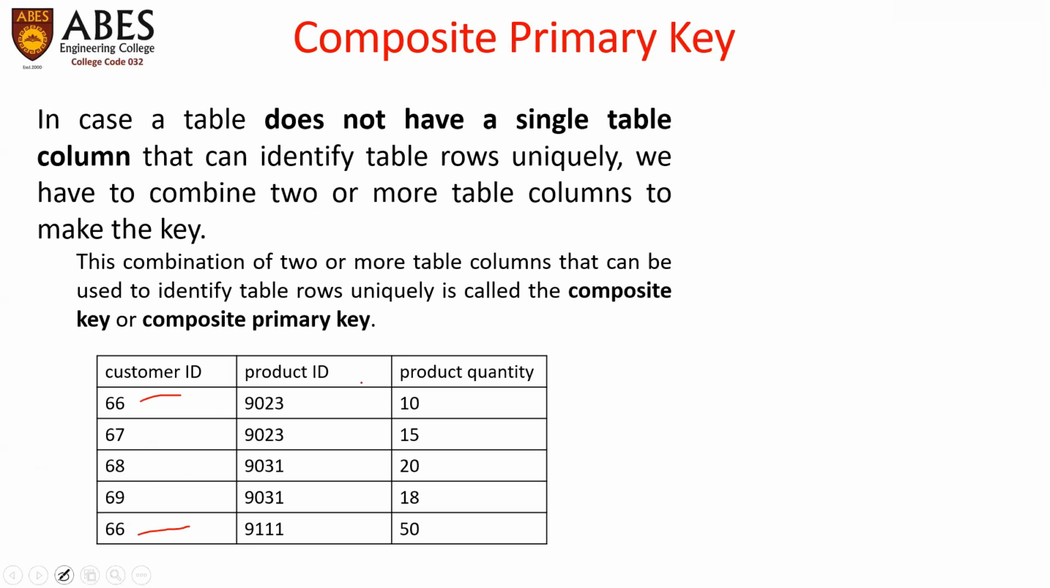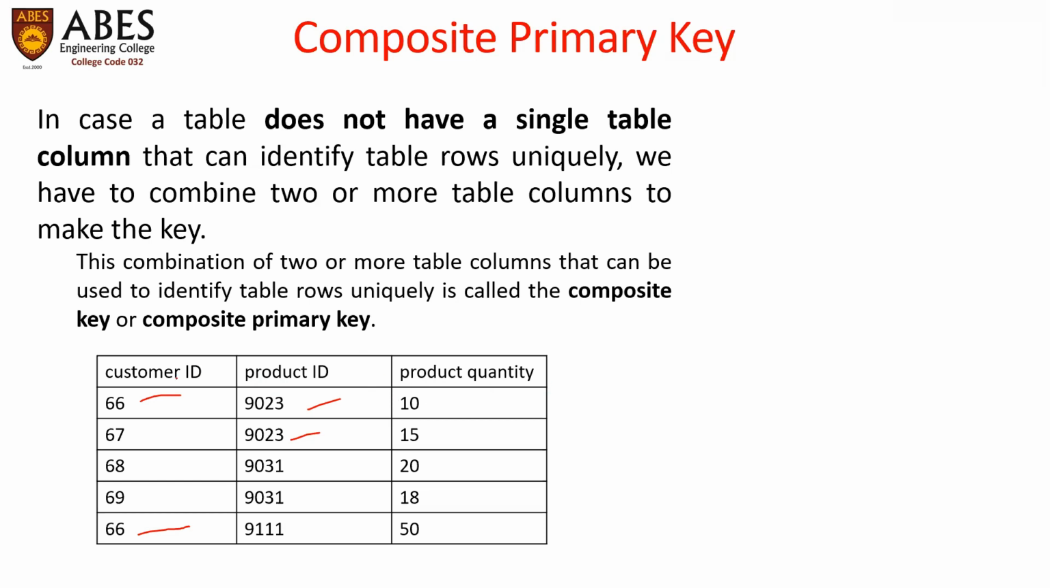Next we come to product ID. As you can see, the product ID here is 9023 and this is also 9023. So again, we are having the same values. So we cannot make this product ID alone a primary key. Next, we have product quantity. Obviously, making this a primary key is not justified. So we cannot make this alone a primary key.